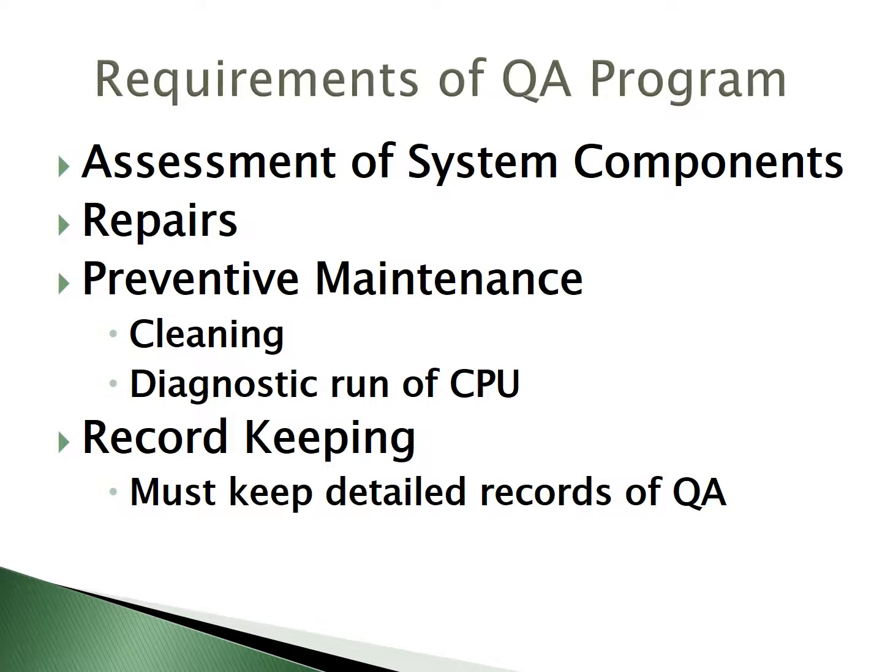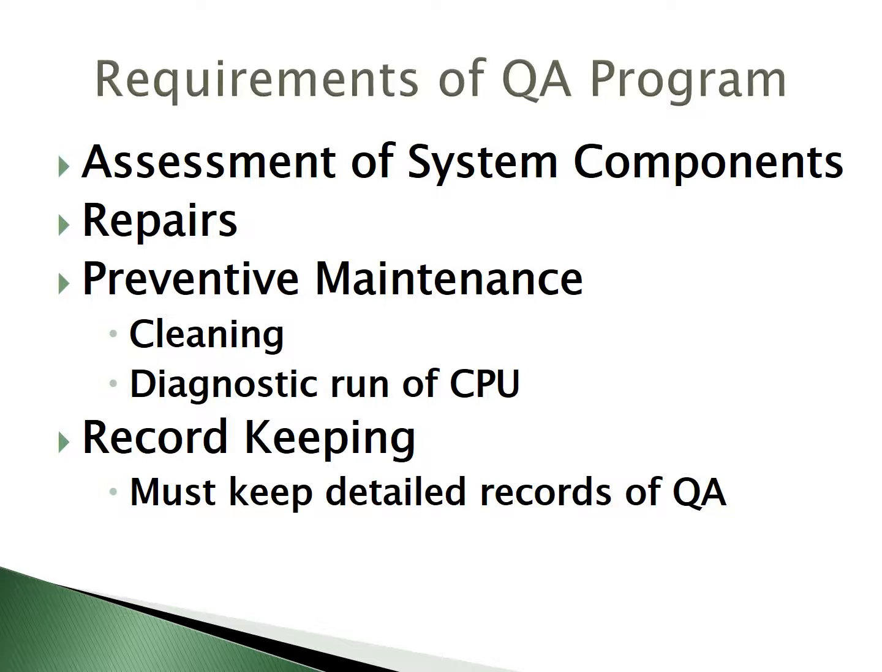So the requirements of a quality assurance program are, 1, assess the system components. When QA is performed on a machine, you're going to be testing all the knobs and buttons, making sure that they do what they're supposed to do. We're also going to take a look at the probes, make sure that they are also doing what they are supposed to do, that there aren't any broken crystals.